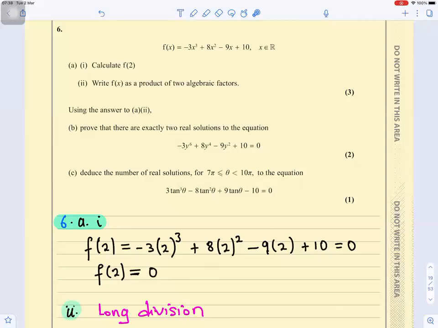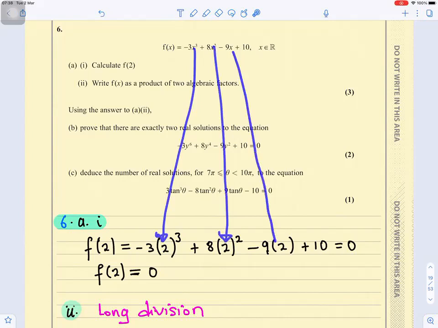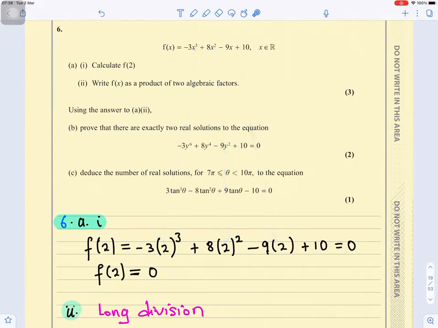Question number 6. f(x) is that. Calculate f(2) and write f(x) as a product of two algebraic factors. So we want to find f(2). That means we're using the factor theorem: f(2) means we substitute x is 2. So we put 2 for x, 2 for x, 2 for x. Put it in your calculator, f(2) is equal to 0.